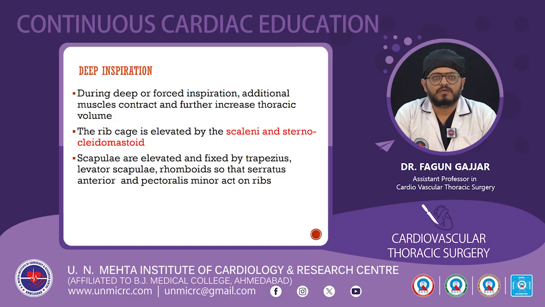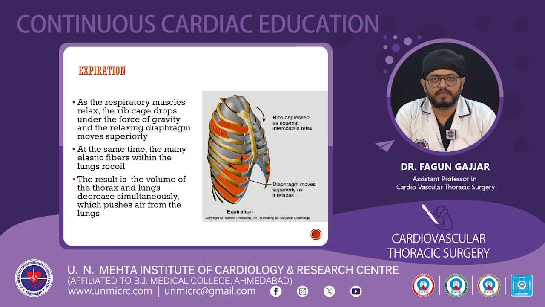During deep inspiration or forced inspiration, additional muscles contract and further increase the thoracic volume. The rib cage is elevated by the scalene and the sternocleidomastoid muscles. The scapulae are also elevated and fixed by the trapezius, levator scapulae and rhomboids, so that the serratus anterior and the pectoralis minor act on the ribs.